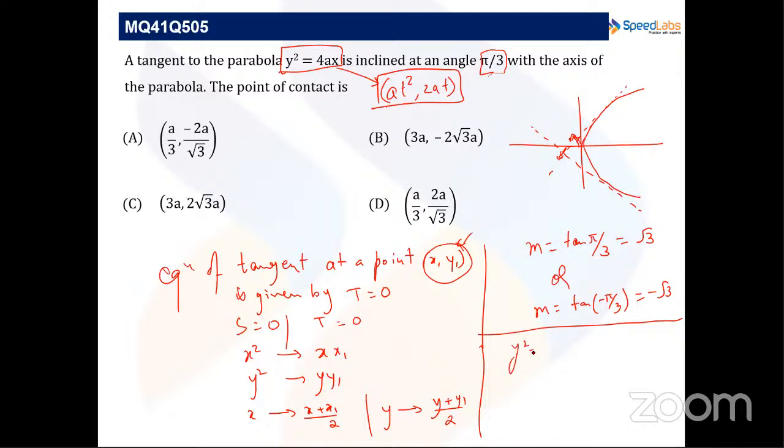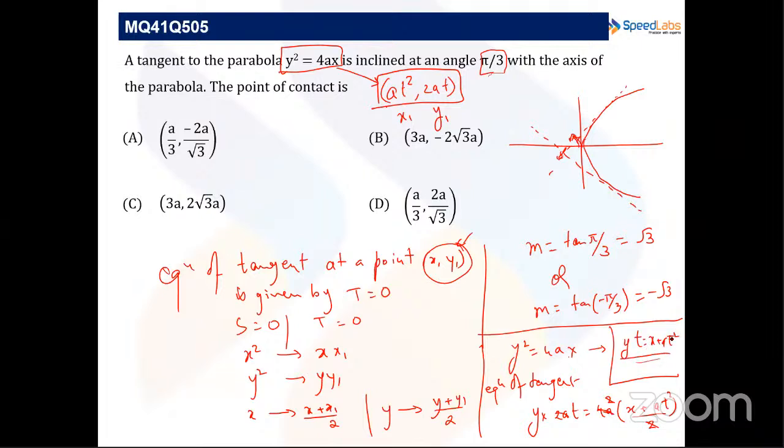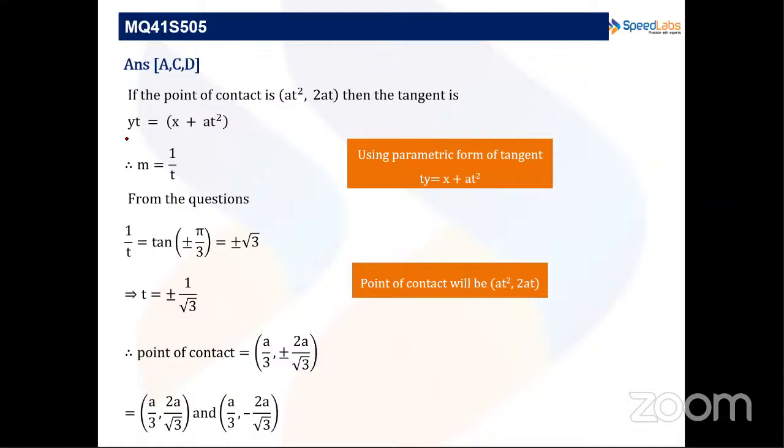So from y squared equals 4ax, the equation of tangent will be, our x1 will be at squared and y1 will be 2at. So y1, that is 2at, times y equals 4a times (x plus x1) by 2. So this will cancel out and we get the equation of tangent as yt equals x plus at squared. Writing in the form y equals mx plus c and comparing, we can see y equals 1 by t times x plus at. So our slope will be 1 by t.